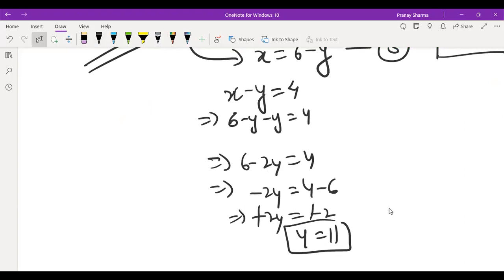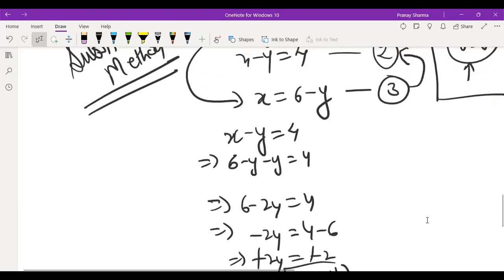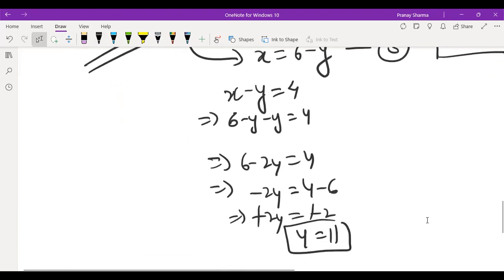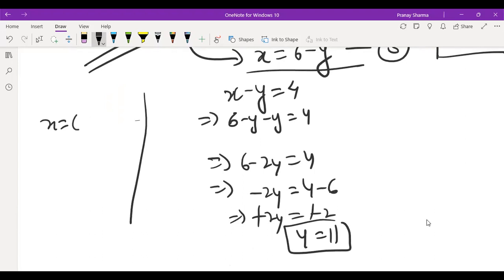So once we get the value of y or any variable, right, substitute it in any of the equations. As I can see, the third, right? So we can substitute it here. So it will be 6 minus 1. The value of y is 1. So it comes out to be 5.